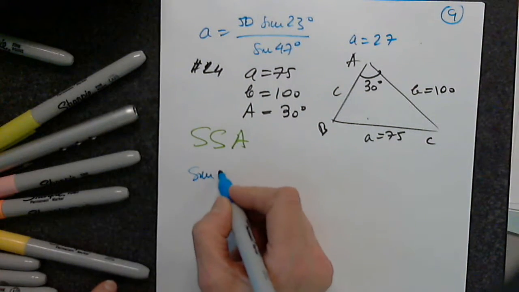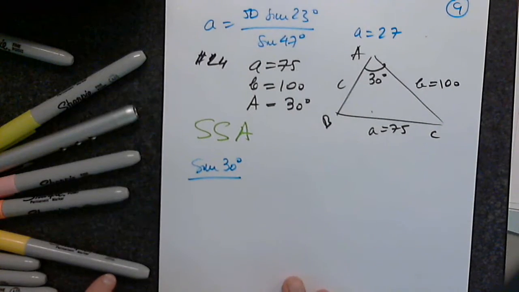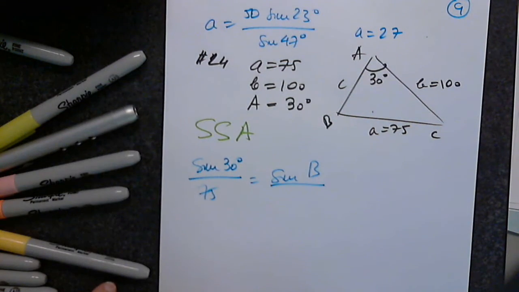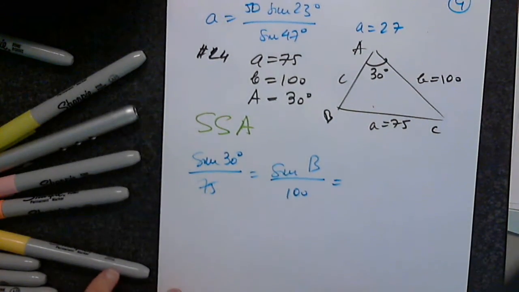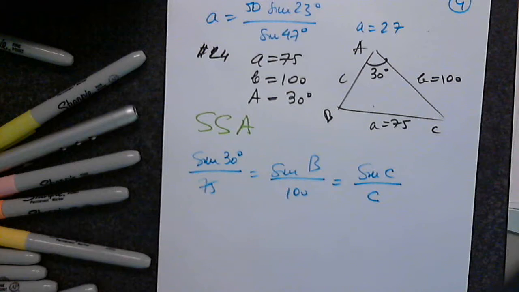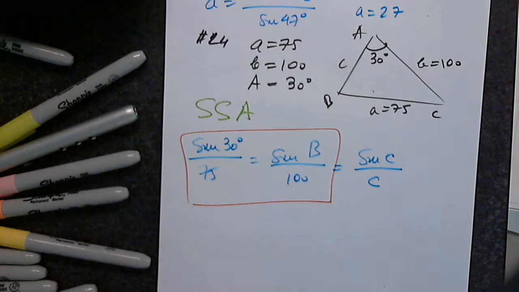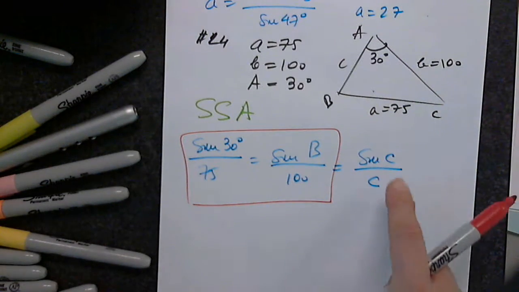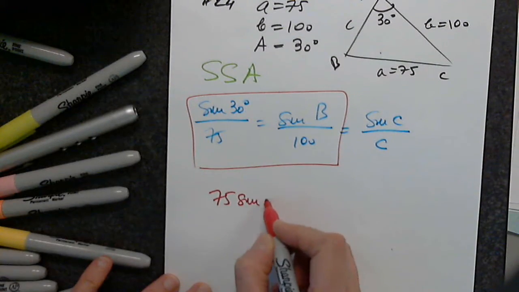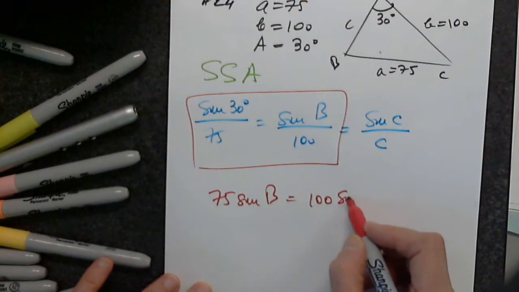So sine 30 degrees over a equals sine B over b equals sine C over c. Which proportion? I have no choice but to start with this one, right? Because only this proportion has only one unknown. Here I'm in trouble. Good, so I will cross multiply. So 75 sine B equals 100 sine 30.